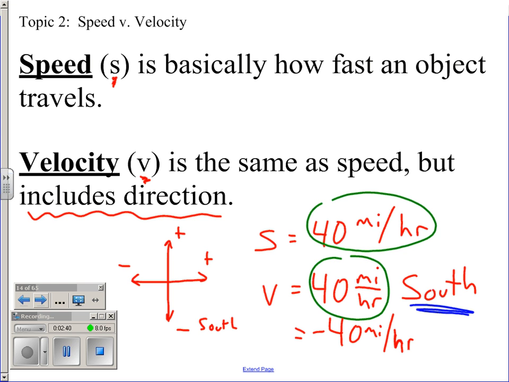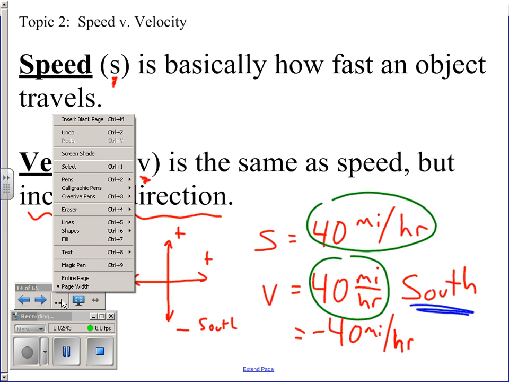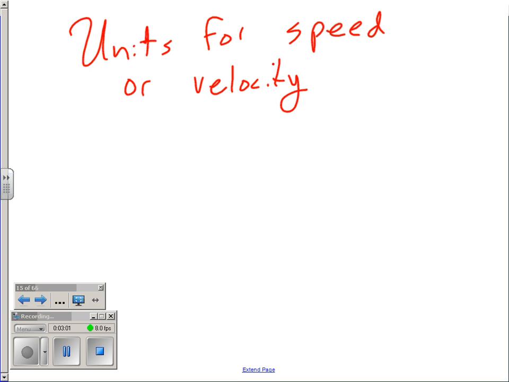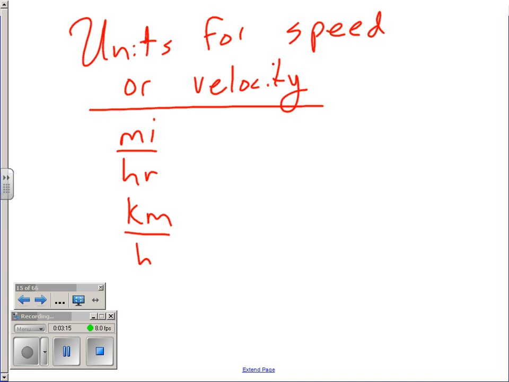Okay? I should probably also take a quick moment and talk about the units. This will make a little bit more sense once we watch the next video, but for now what I want you to know is that speed and velocity measure how fast you're going. The most common units that we're going to use will be miles per hour, kilometers per hour, or, once we really get into this, meters per second.